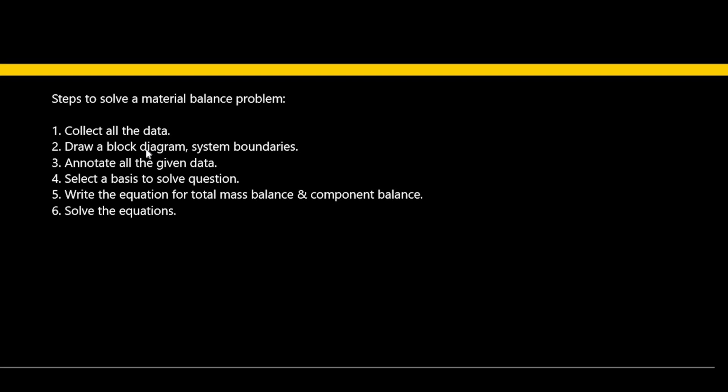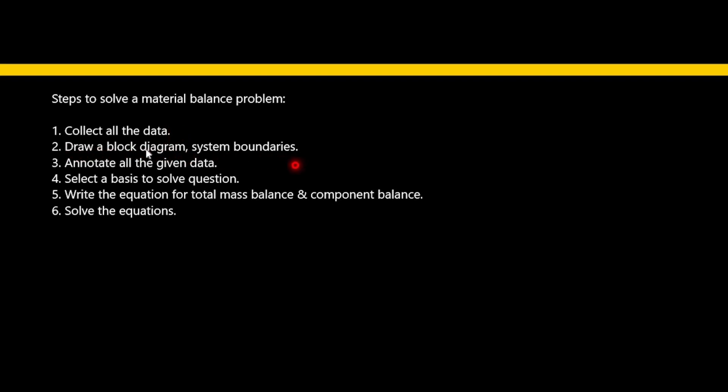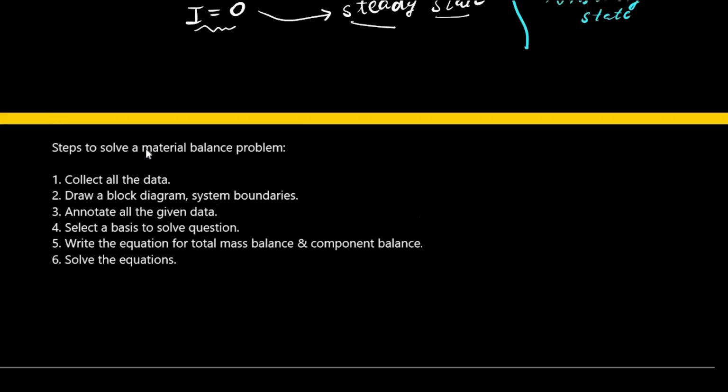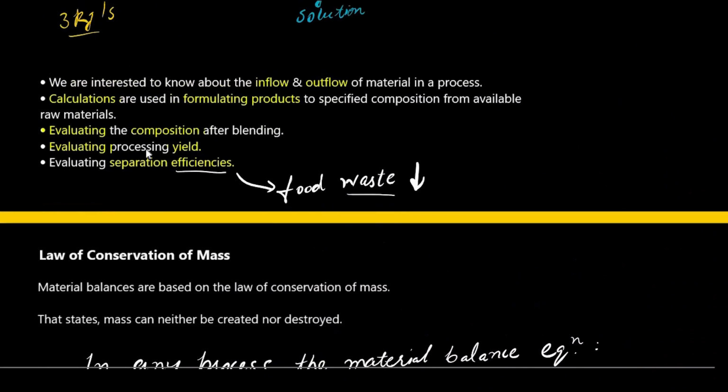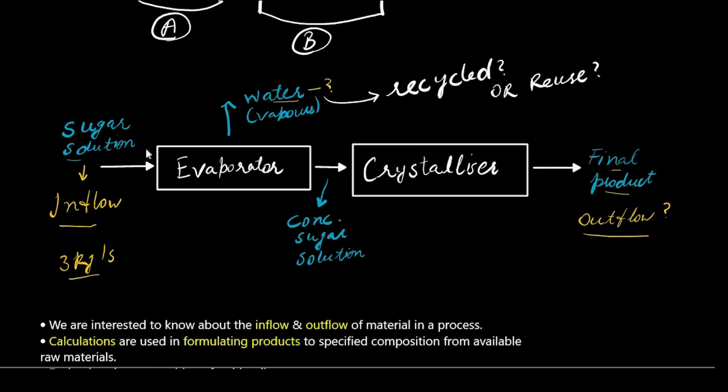Now, first of all, you have to collect all the data. That should be obvious. If any numerical problem is given, you have to collect all the data. After that, you have to draw a block diagram and the system boundaries. Now, what do I mean by a block diagram? I just illustrated it in the beginning. Let me scroll up and you will remember it. So this is a block diagram. Evaporator, crystallizer, sugar solution is flowing in, a final product is being collected, water vapors are flowing out. So this whole diagram, you can call a block diagram.